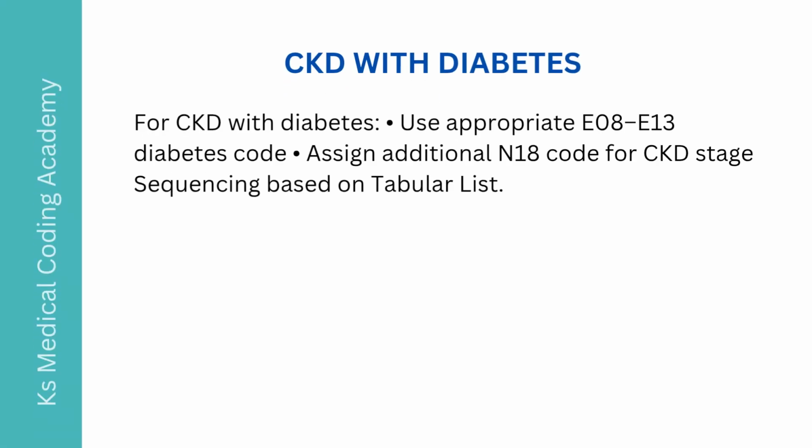CKD with diabetes. When CKD is present with diabetes, use the appropriate diabetes code from categories E08 to E13. Then assign an additional N18 code to identify the stage of CKD. Sequencing is based on the tabular list instructions.